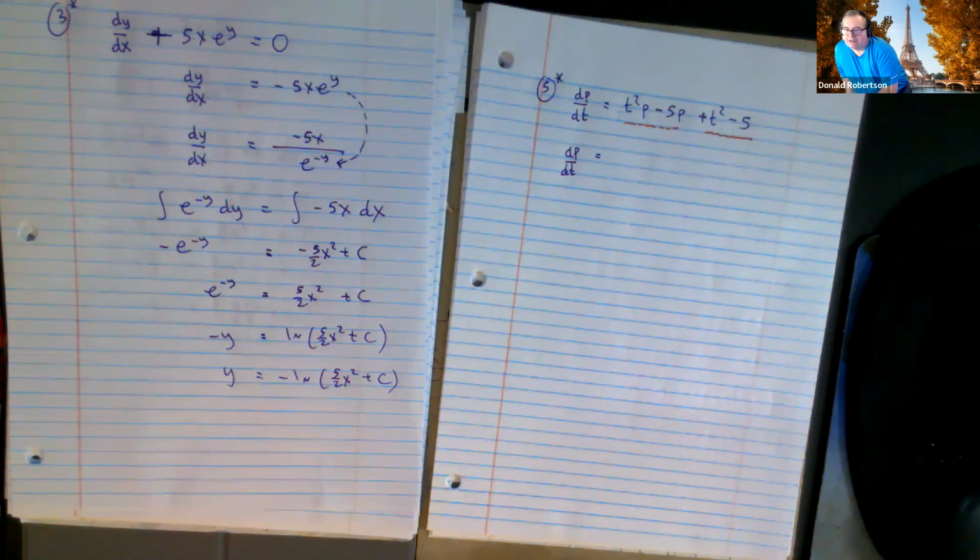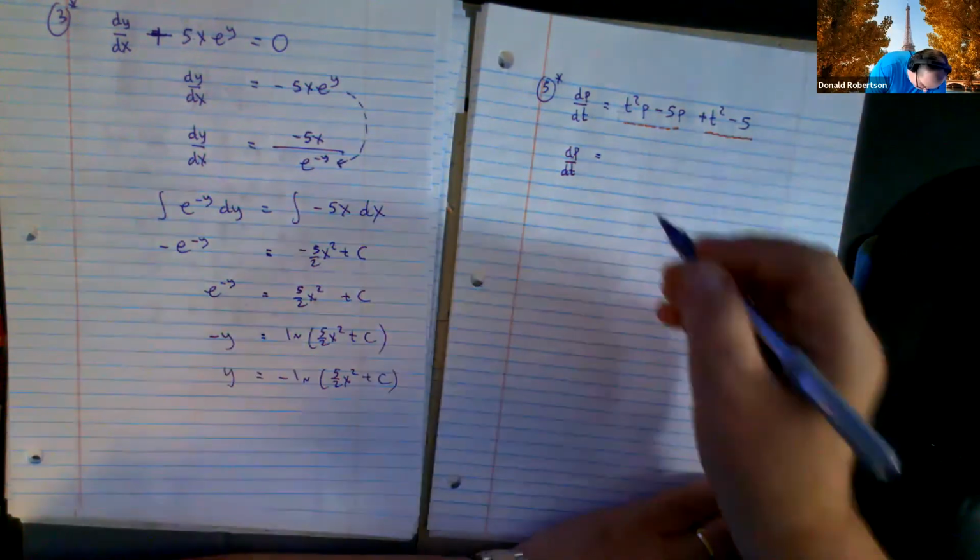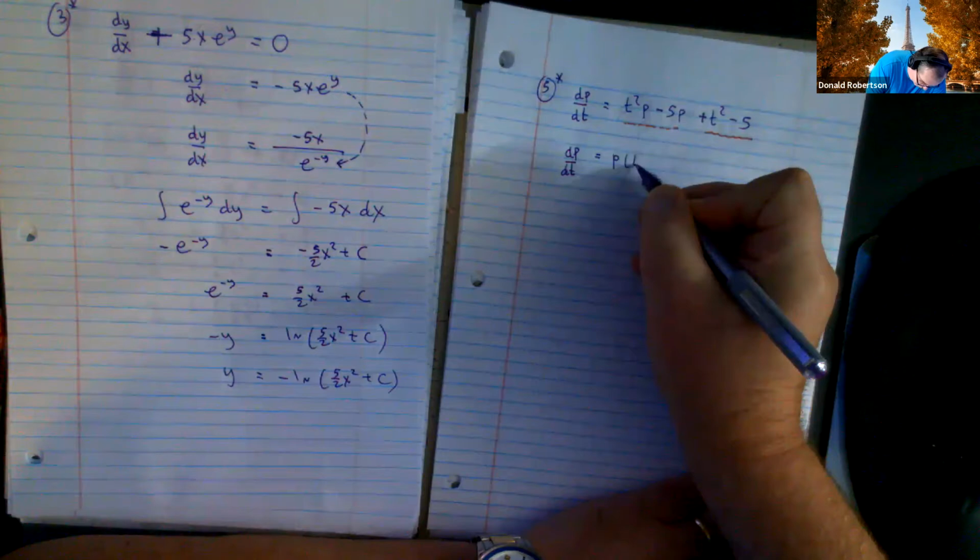T squared P, take away 5P. Anything that comes to mind that you could do with just those two terms? Could we pull out a P? Okay, let's see what happens. Sometimes you don't know what's happening.